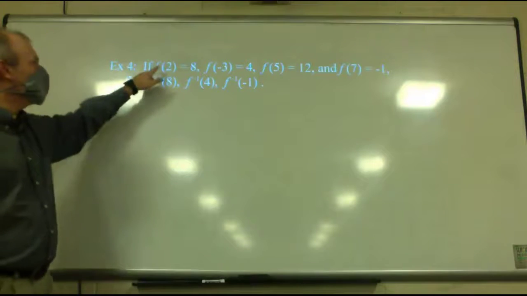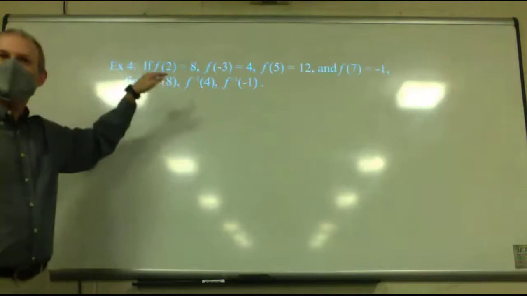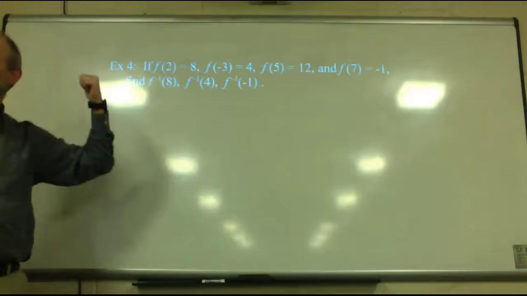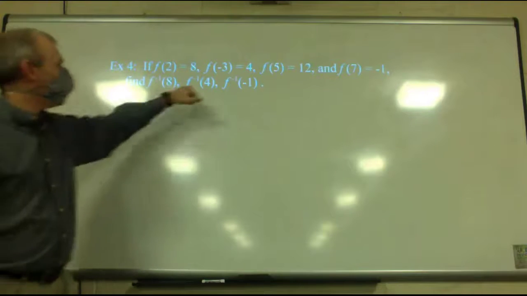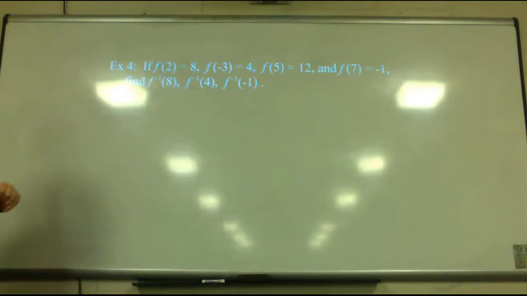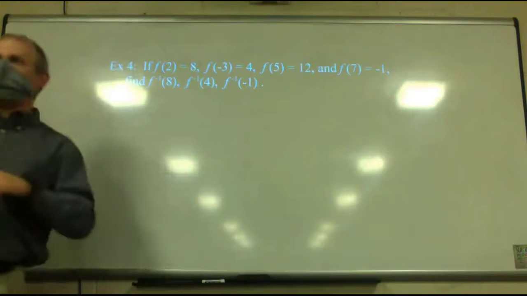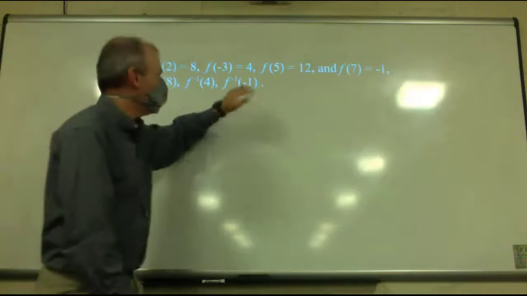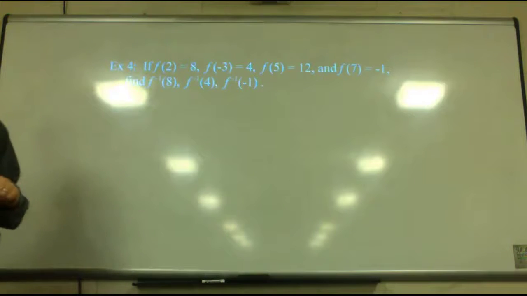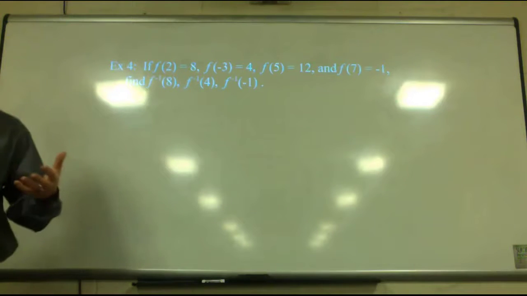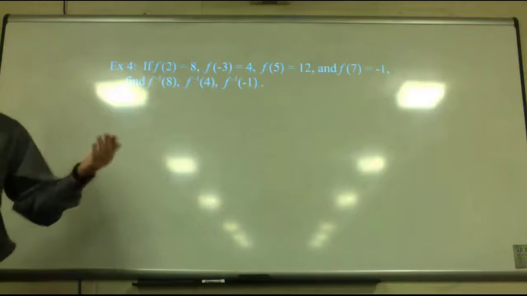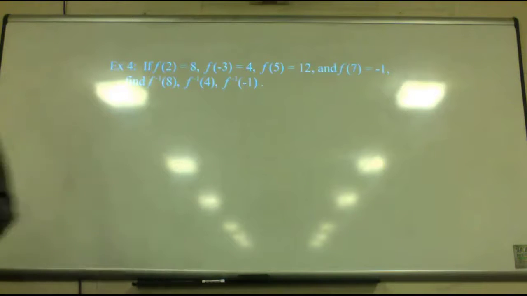2, because if f sent 2 to 8, the inverse sends 8 back to 2. Right? What would f inverse of 4 equal? -3, because -3 was sent to 4, the inverse sends it back. What would f inverse of -1 be equal to? 7. Right? Make sense? So it's just undoing what was just done. It's a way we do cancellation with functions.